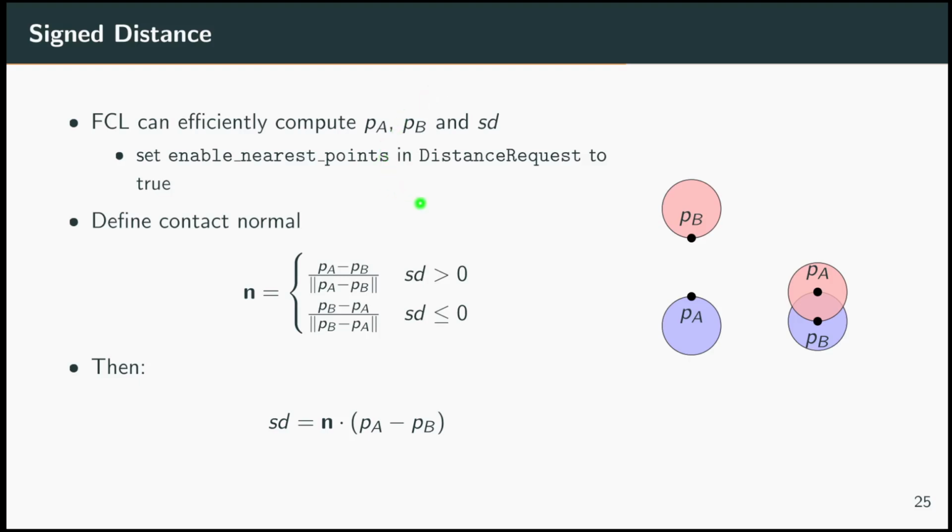Then what we can do is define this contact normal called n. If the distance is positive, we say it's PA minus PB over the norm, so the normal is the unit length vector. And if it's negative, then we just swap the sign here. The reason we do that is that we can then have this equality down here, so that SD equals n dot product with this vector.